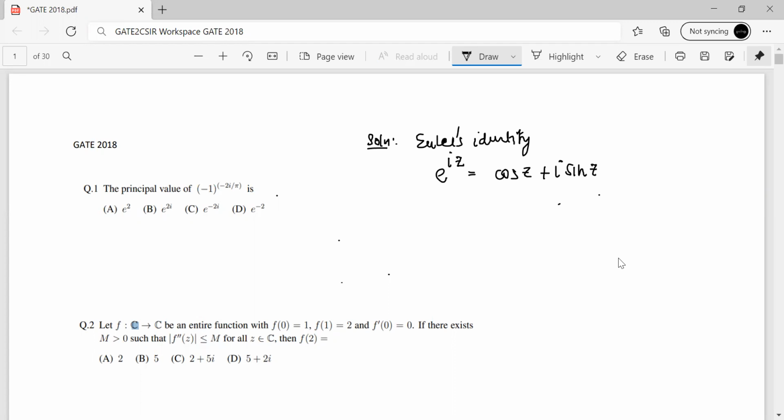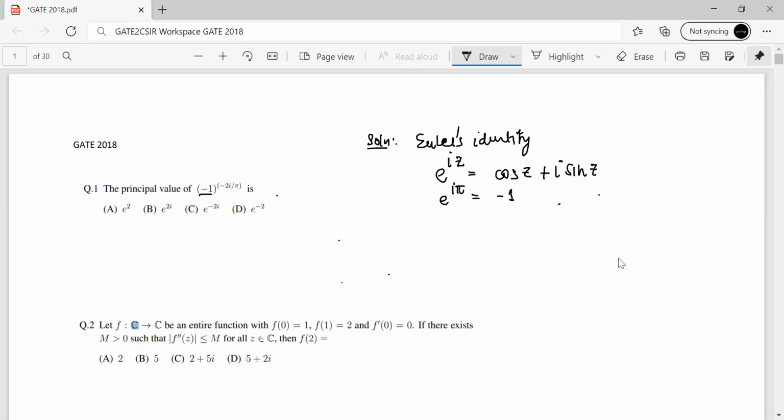So in that case, we wanted to take -1. For that purpose, what I put here in the place of z is pi, and that gives me cos of pi, which is -1, and sin of pi is 0. So I got -1. Now I need to find (-1) to the power of -2i/pi.